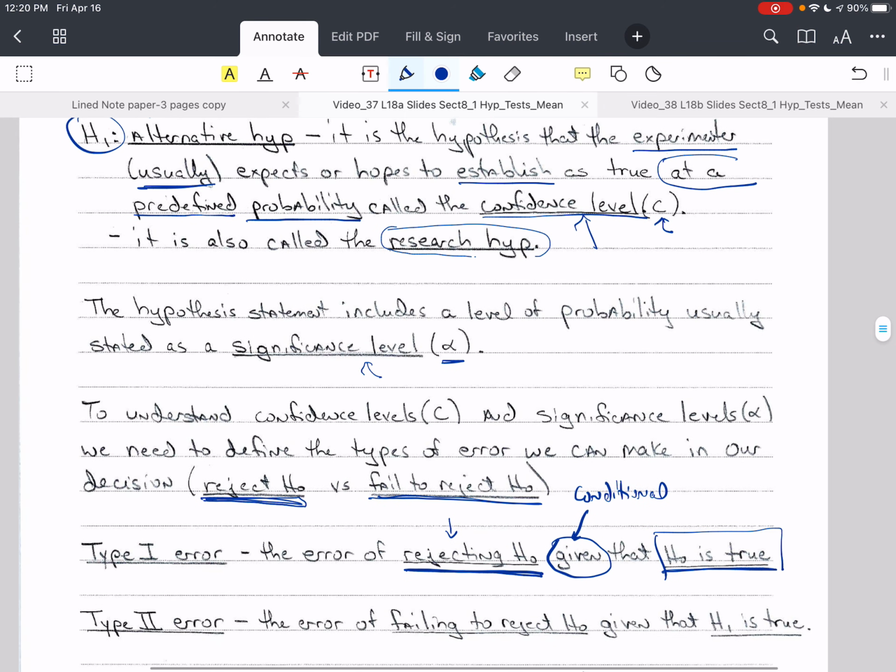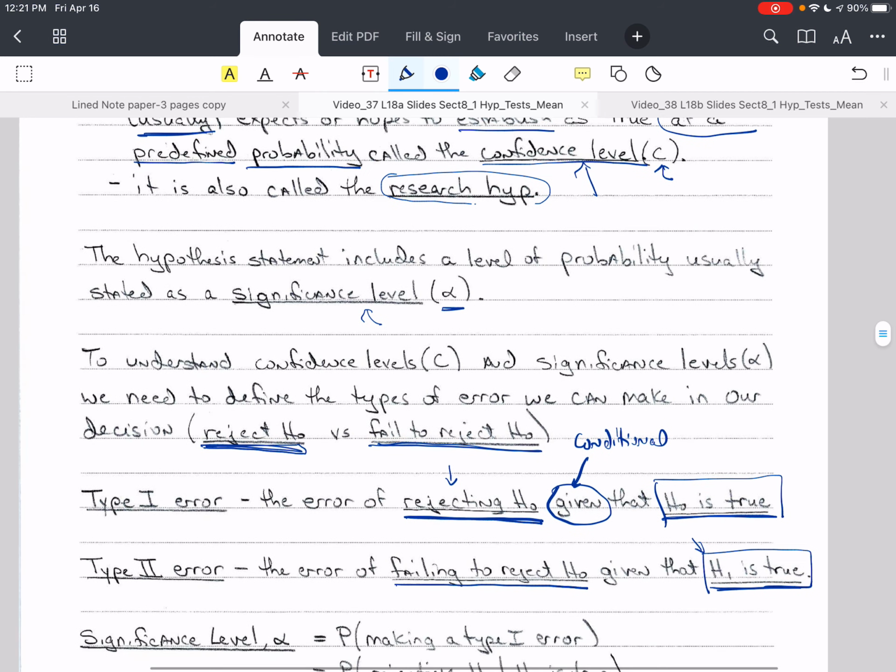Now, the type 2 error is where we fail to reject H naught when H1 is really true, or H naught is not true, right? But we have to be careful here. This is the correct way to say it: when H1 is true. When we talk about type 2 error, we are specifically talking about a certain H1, okay? So a certain alternative or claim, all right?